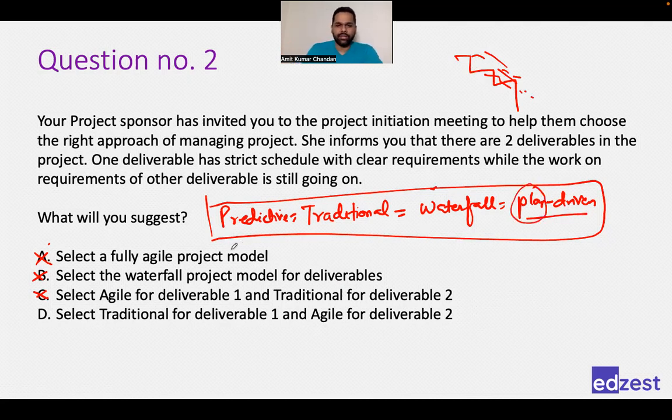For agile, the terms are adaptive, okay, agile, and change driven.